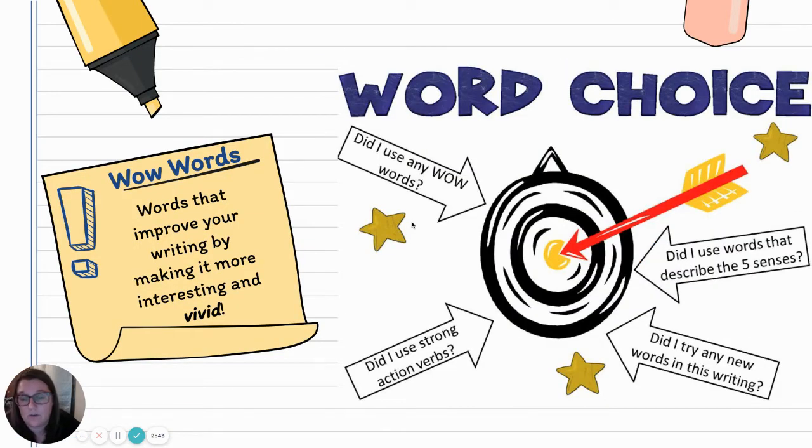All right, so word choice is the big one that I want to go over, okay? With the organization piece, you just need to make sure your story flows at this point. But with word choice, guys, I want you to use some wow words, some really descriptive, strong action and descriptive verbs, okay? Did you use words that describe the 5 senses? You want to use those sensory details. Make me feel like I'm in the story. Did you try to use any new words in your writing? Try to use some new words, guys, okay? If you see a word that you are overusing and overusing and overusing, stop, okay? Use a thesaurus, Google it, find other words for it, okay?